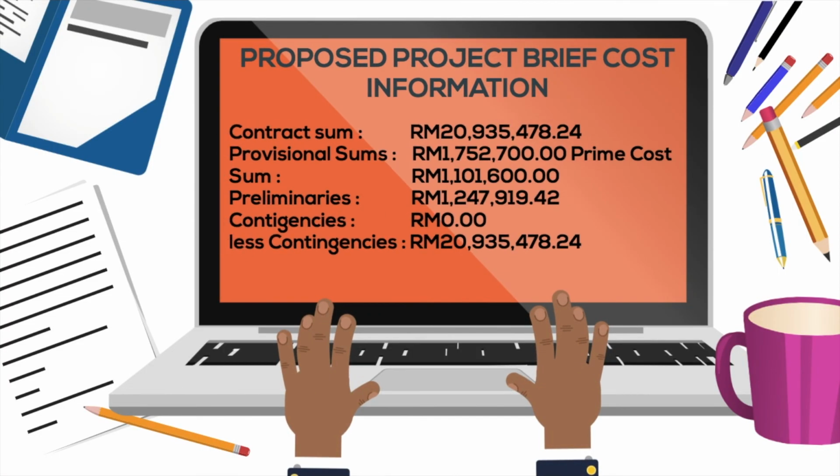These are the proposed project brief cost information. The contract sum for this proposed project is 20.9 million. The provisional sum is 1.7 million. The prime cost sum is 1.1 million. The preliminaries is 1.2 million and there are no contingencies in this project.